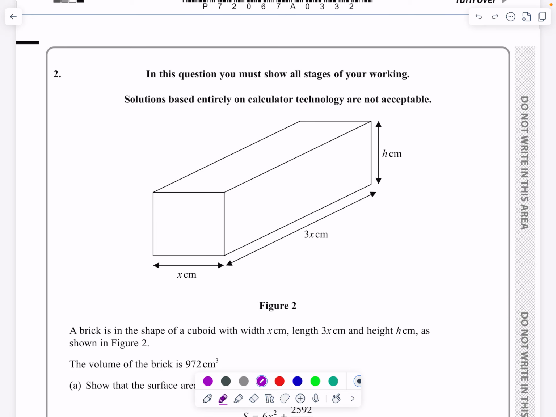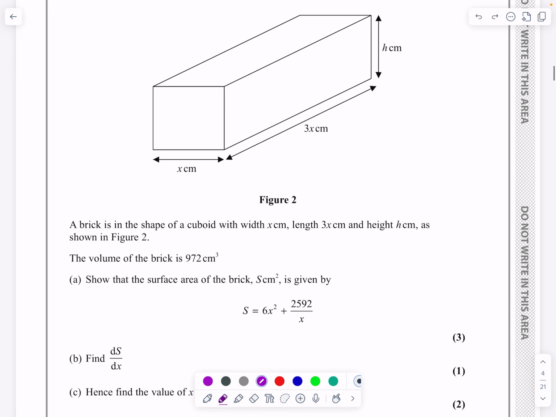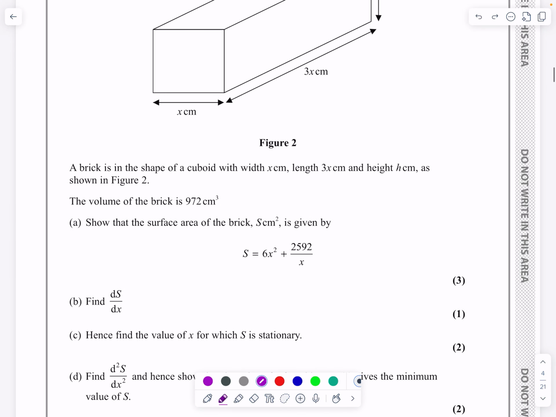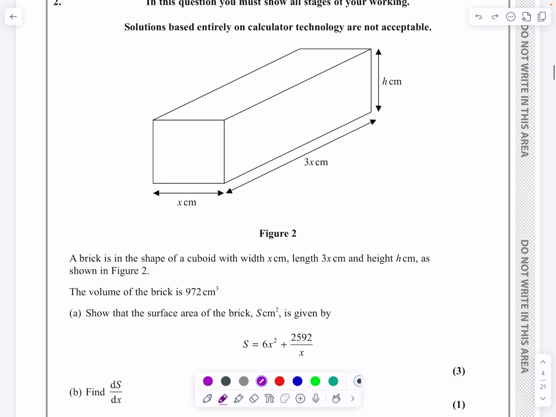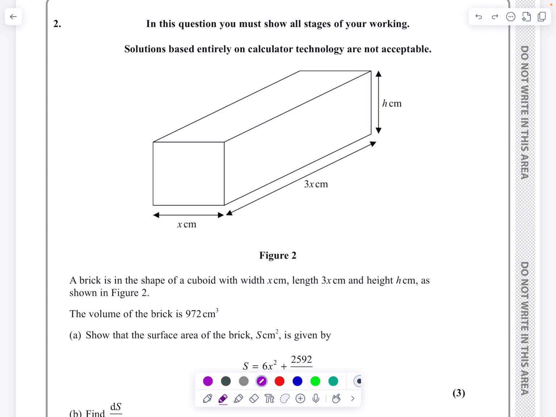Okay, this is the P2 paper from January 2023. It's question number 2, and as you can see by looking at it, this is a differentiation question. We're going to be finding stationary points, finding maximums, etc. And at the start here, we're going to be modelling with differentiation. So let's have a look and see what they've given us.